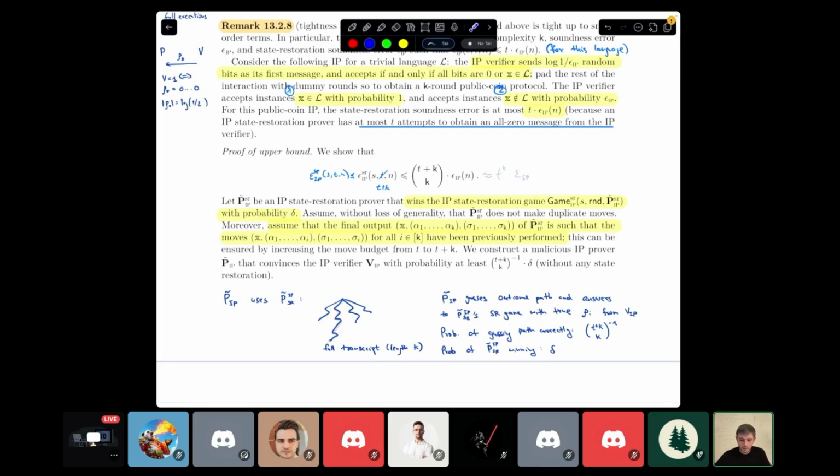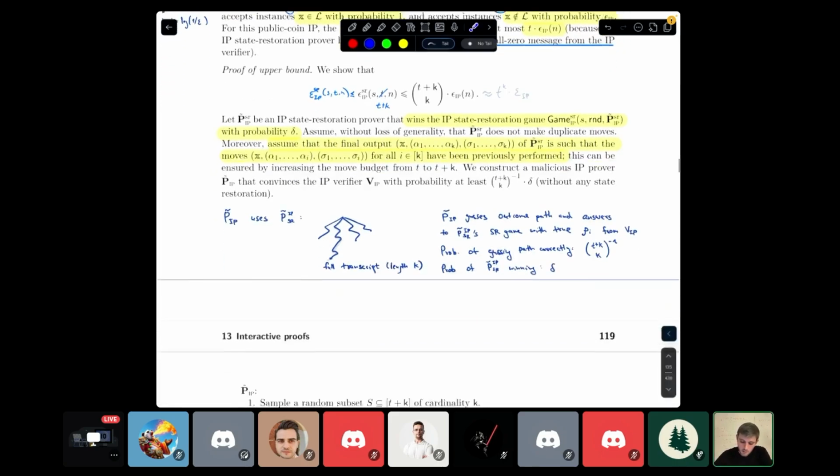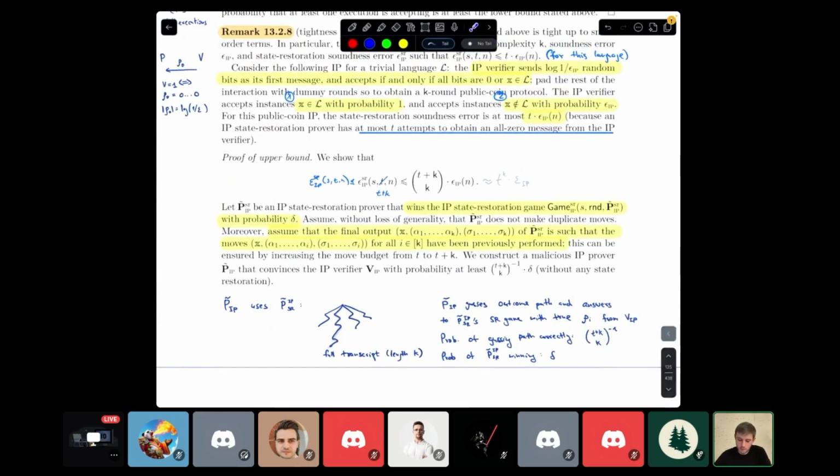And the way we are going to do it, I don't want to get too much into the detail because it's a bit of a tricky idea. But eventually, the state restoration prover makes a lot of queries, right? And what the IP prover can do is guess which queries are going to be the one that the state restoration prover finally decides to output, right? We can assume without loss of generality that we can increase the budget of queries so that there is actually such a path, meaning that we maybe need to have k more queries. It doesn't really matter.